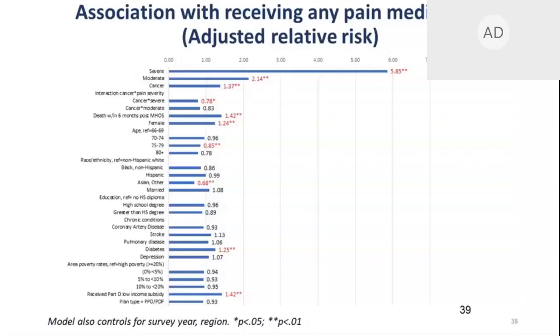The results of our logistic regression analysis are presented here as adjusted relative risks. You can see that the biggest factor is pain severity, with significant effects for cancer. I can give you the overall interpretation of these interaction terms in 2 slides. But other factors that were significant, we did control for proximal death, so whether the patient died within 6 months after taking the Emhoff, and that was a significant predictor of increased risk of having any pain medication. Other factors, increasing age and Asian or other race ethnicity, were associated with lower rates of pain medication. Part D LIS was associated with higher risk.